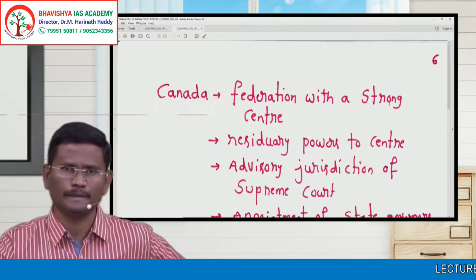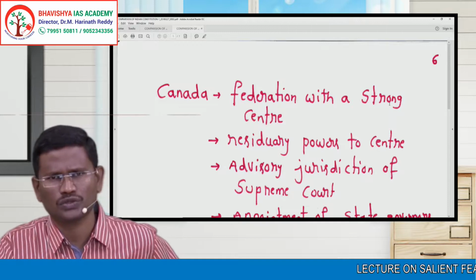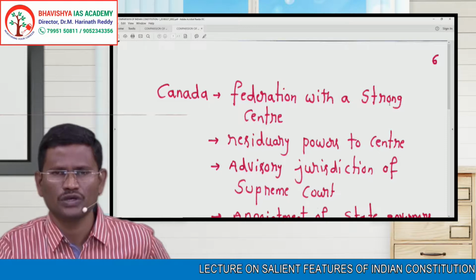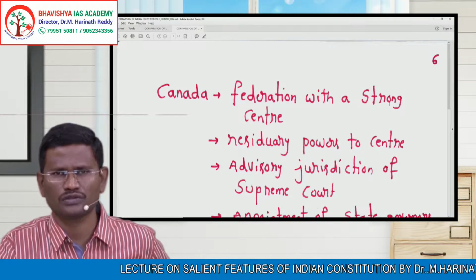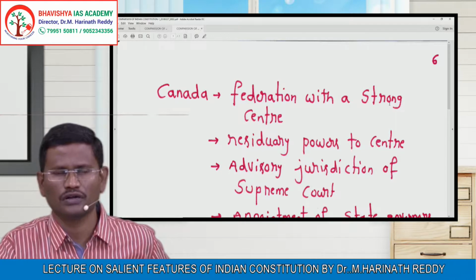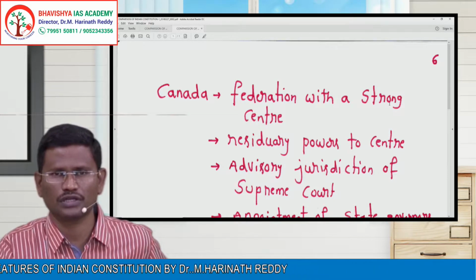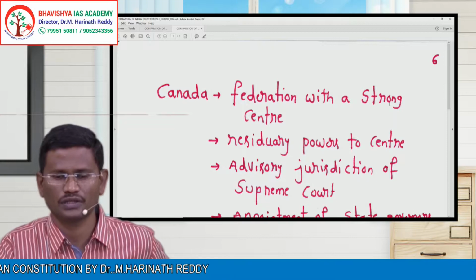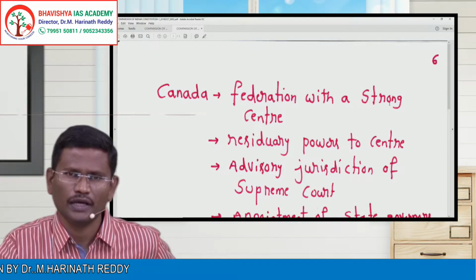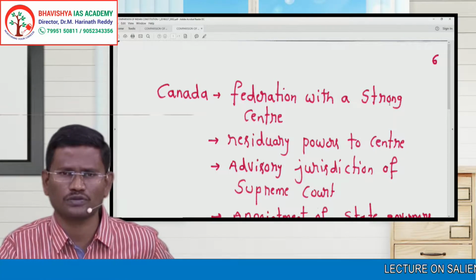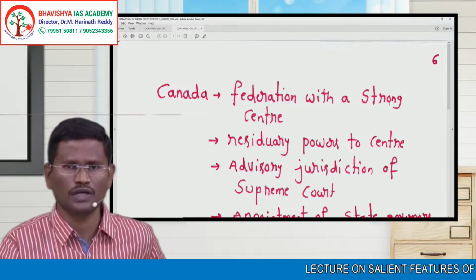See, from Canada, so I told you that the Indian Constitution provided for a strong center with relatively weak states. So this idea of a federal constitution with a strong center and relatively weak states is borrowed from the Canadian Constitution. Strong center, relatively weak states. And in America, under the American Constitution, the residuary power goes to the state governments. But under the Canadian Constitution, the residuary power goes to the center.